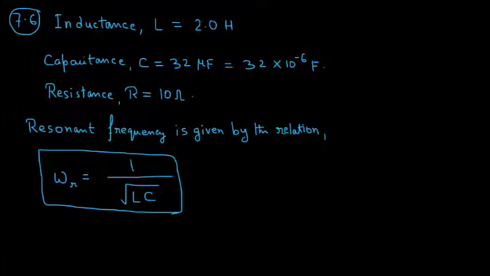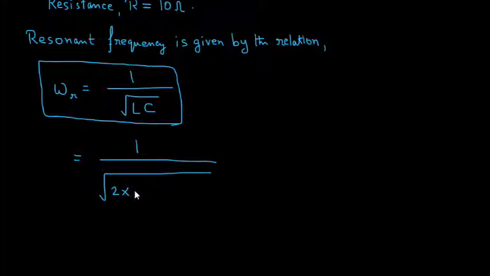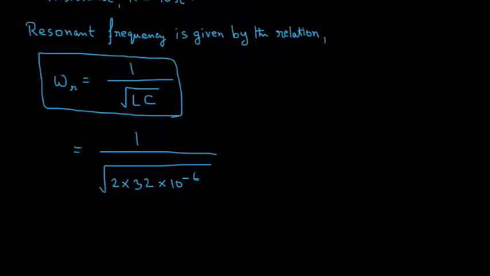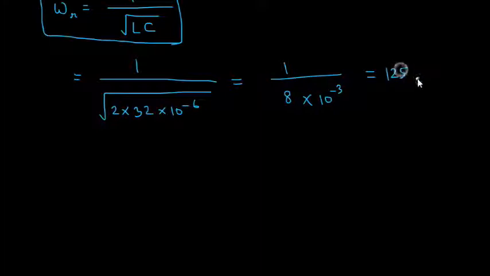Now putting the values, we'll get omega r is equal to 1 upon under root, instead of L we'll put the value, instead of C we'll put the value, which is equal to 1 upon 8 into 10 to the power minus 3, which is equal to 125 radian per second.